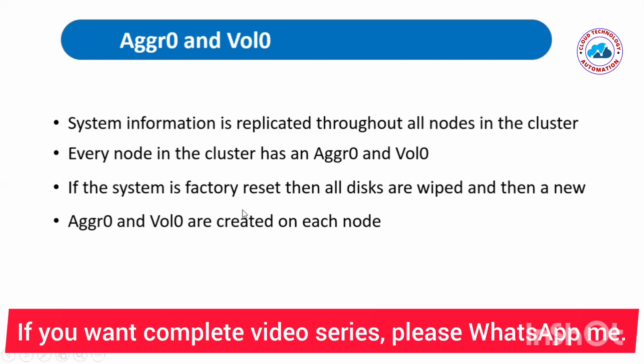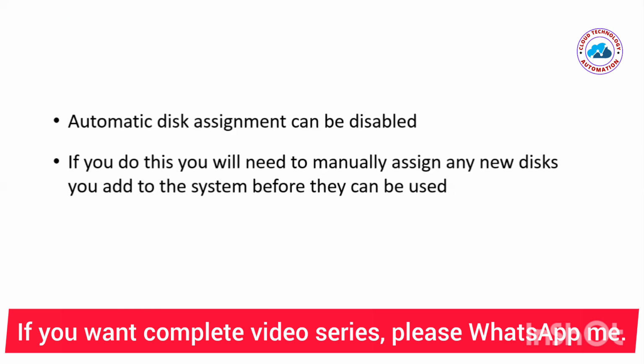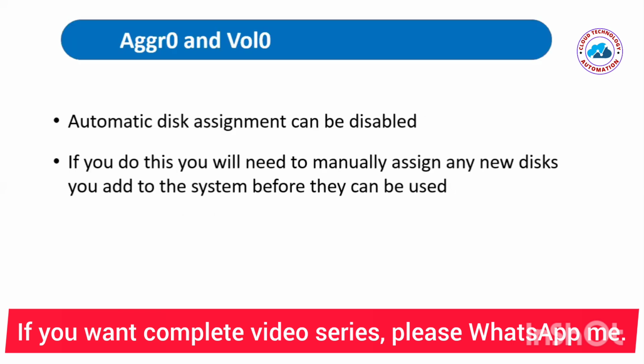If the system is factory reset, then everything is wiped out and aggregates are created again. Once you boot the system, there is an option in the system maintenance window where you can wipe everything in case of a factory default. Then you install the operating system again, and aggregate 0 will be created automatically. Disk auto-assign can be disabled, I told you that, right? So when you are inserting a disk, suppose one disk failed in the disk shelf.